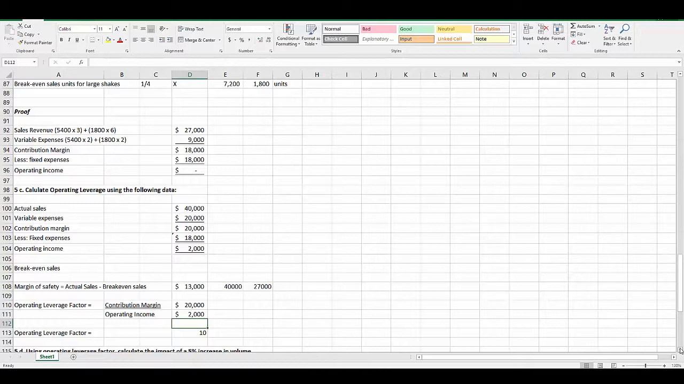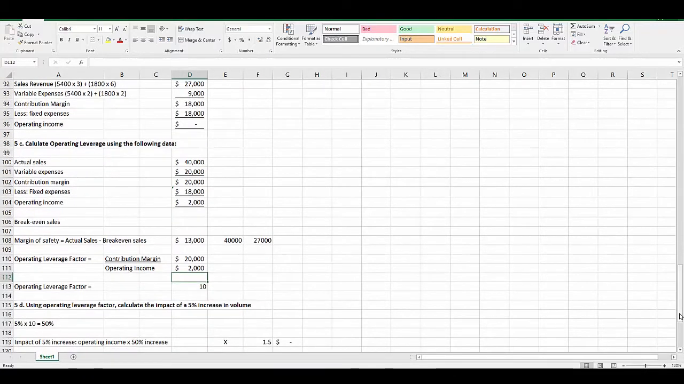So in this section 5C, we've covered margin of safety, so how much over and above break even are you making in sales, and it's covering operating leverage factor. So now we will move to part 5D.